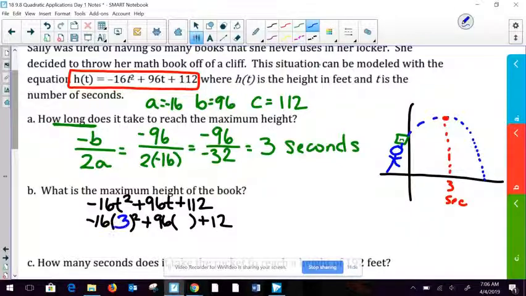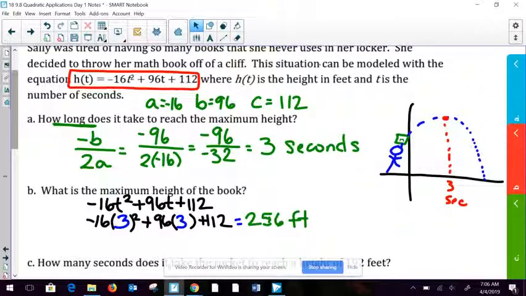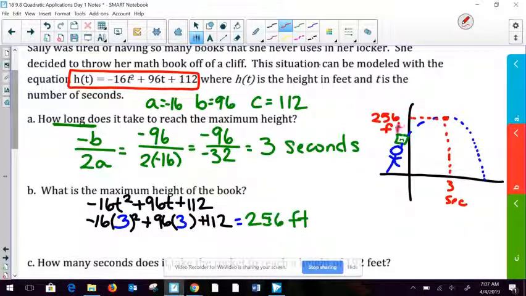Let's see here. It's 3 squared and 3. And we can enter this exactly as it appears into our calculator. You can go through and do it the long way with your mental math, but because these numbers are so large, it's more efficient to use your calculator. Oops, this should be 112. Sorry about that. All right, so when you punch it in the calculator, what do you come up with? Good, 256, and we said this is measured in feet. If we go back to our picture over here, the maximum height is at 3 seconds and is 256 feet.